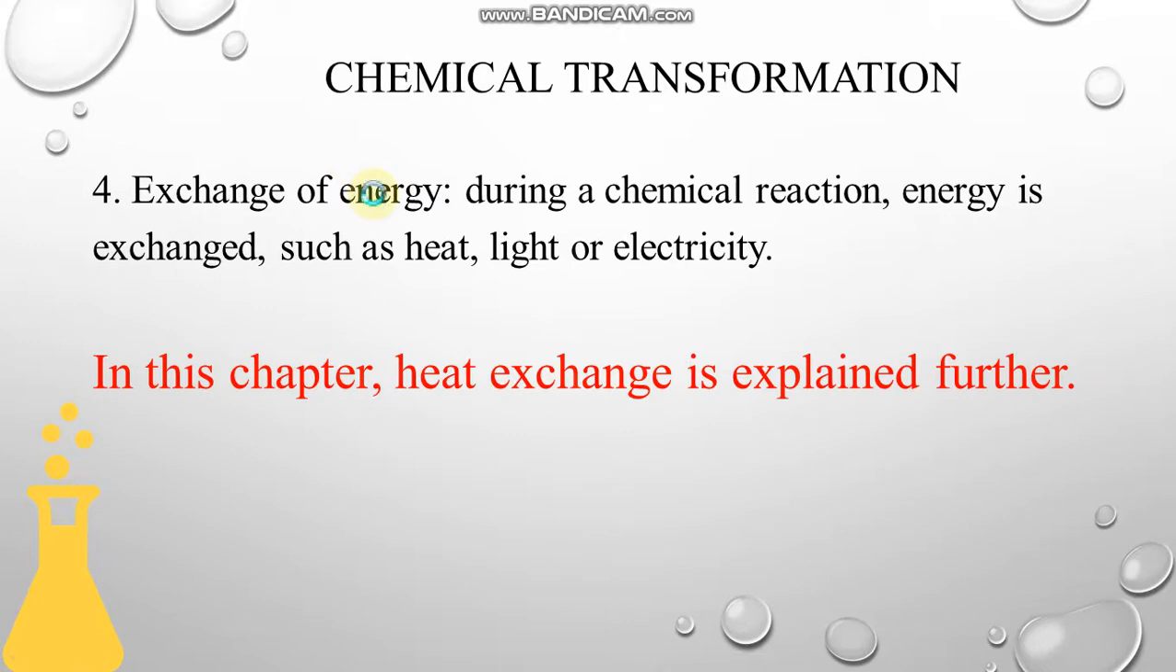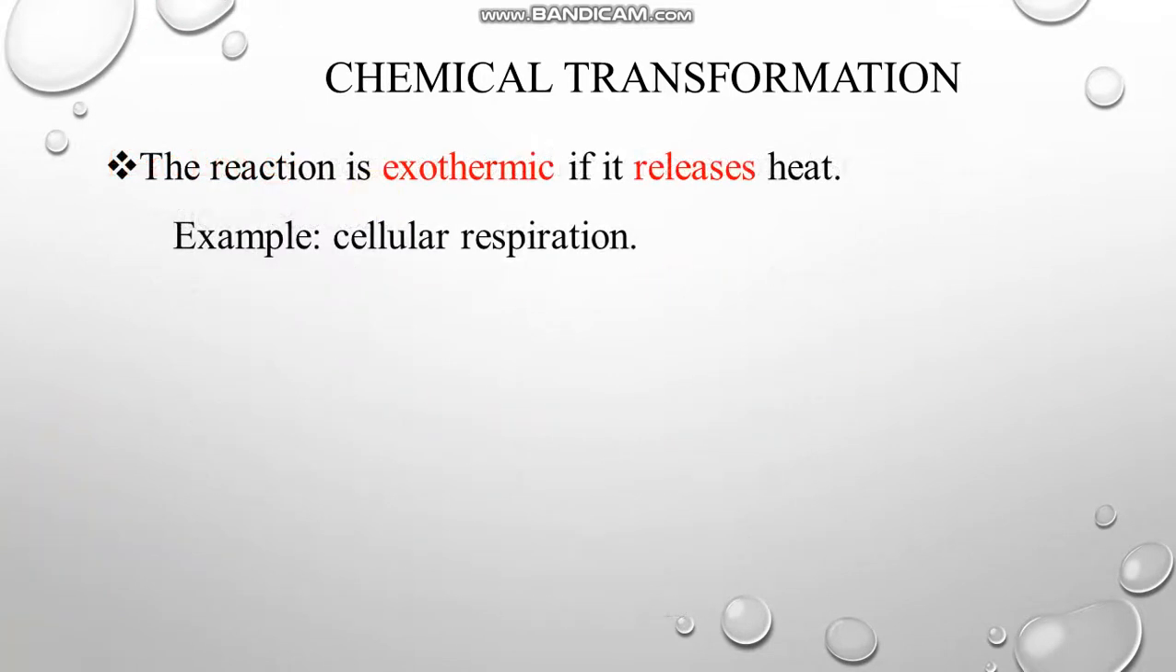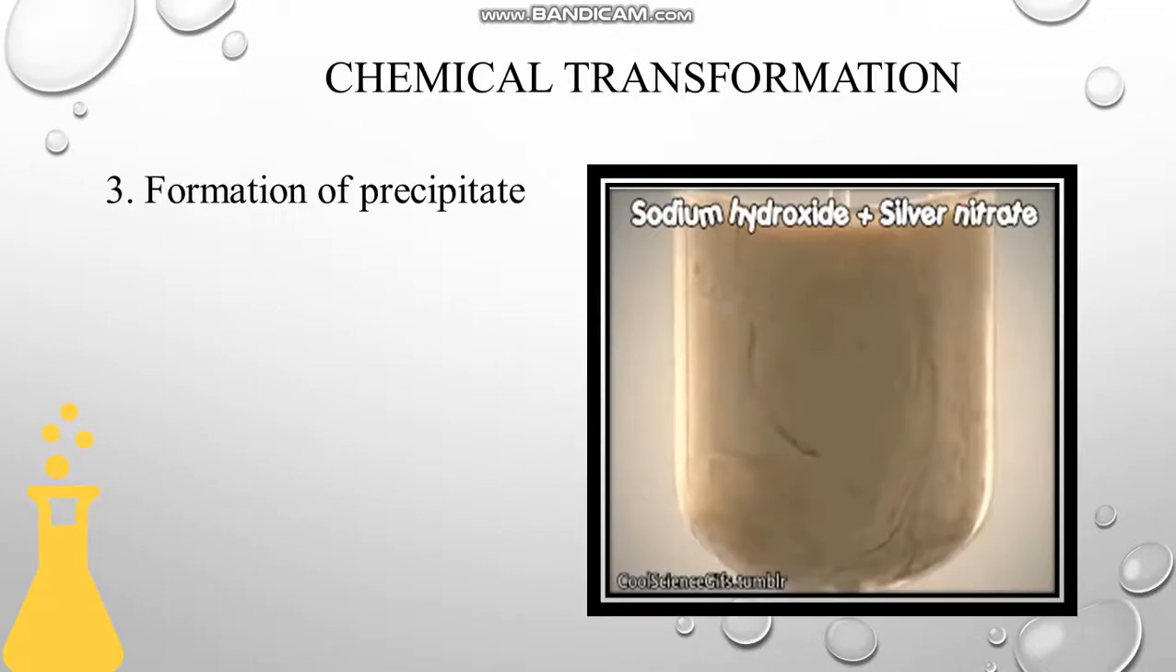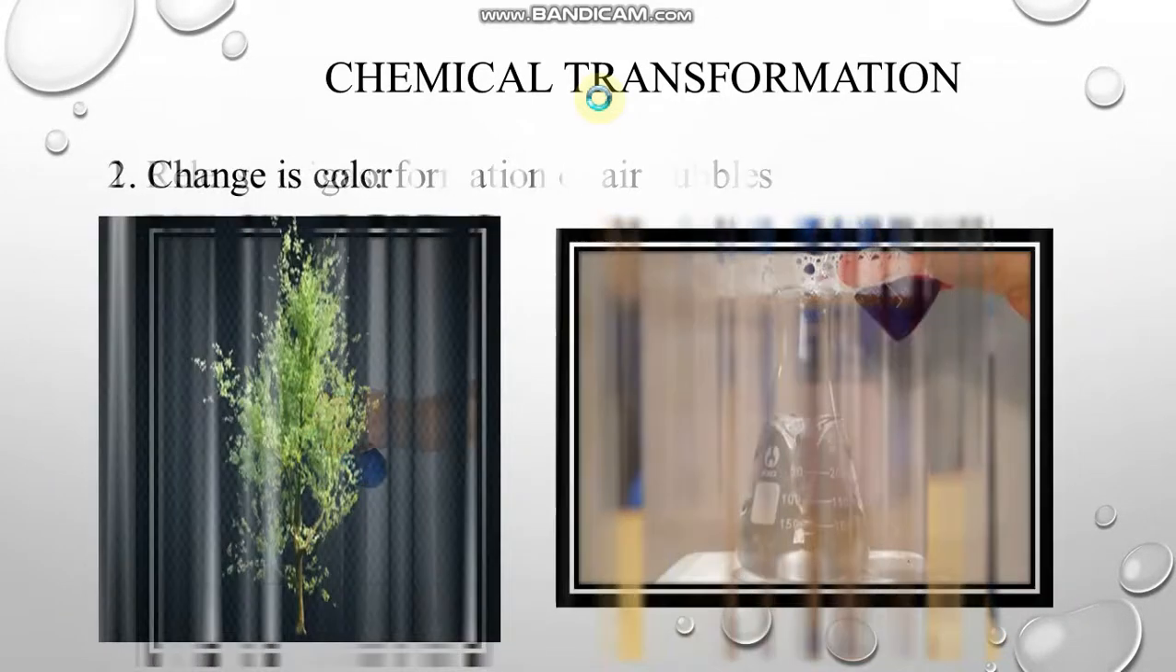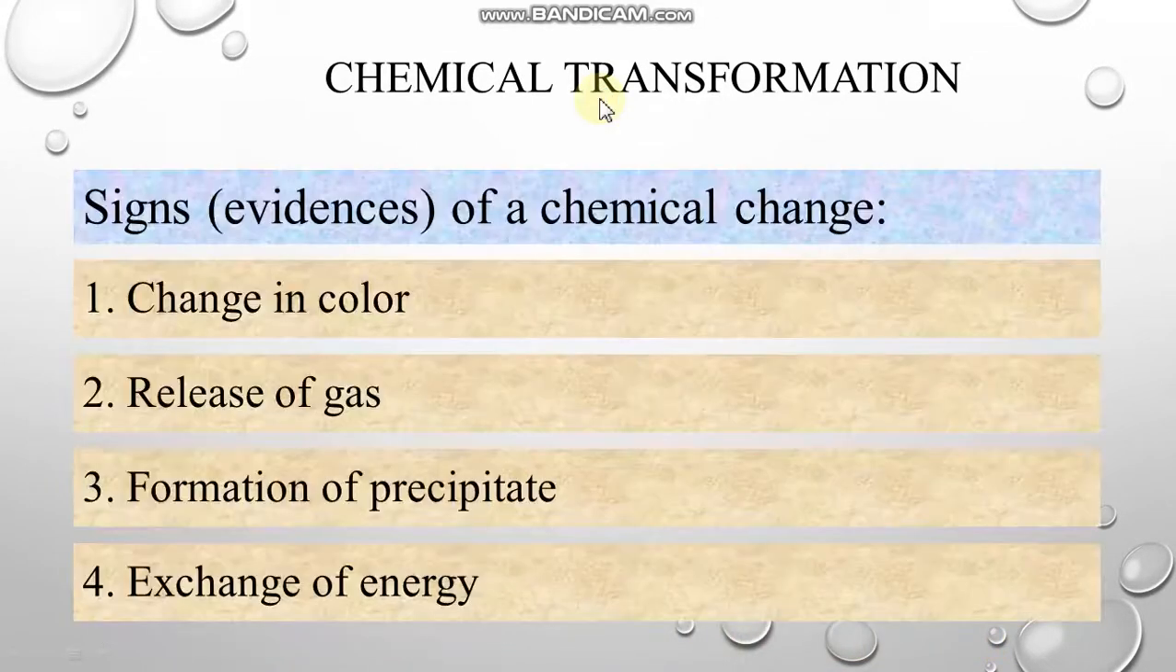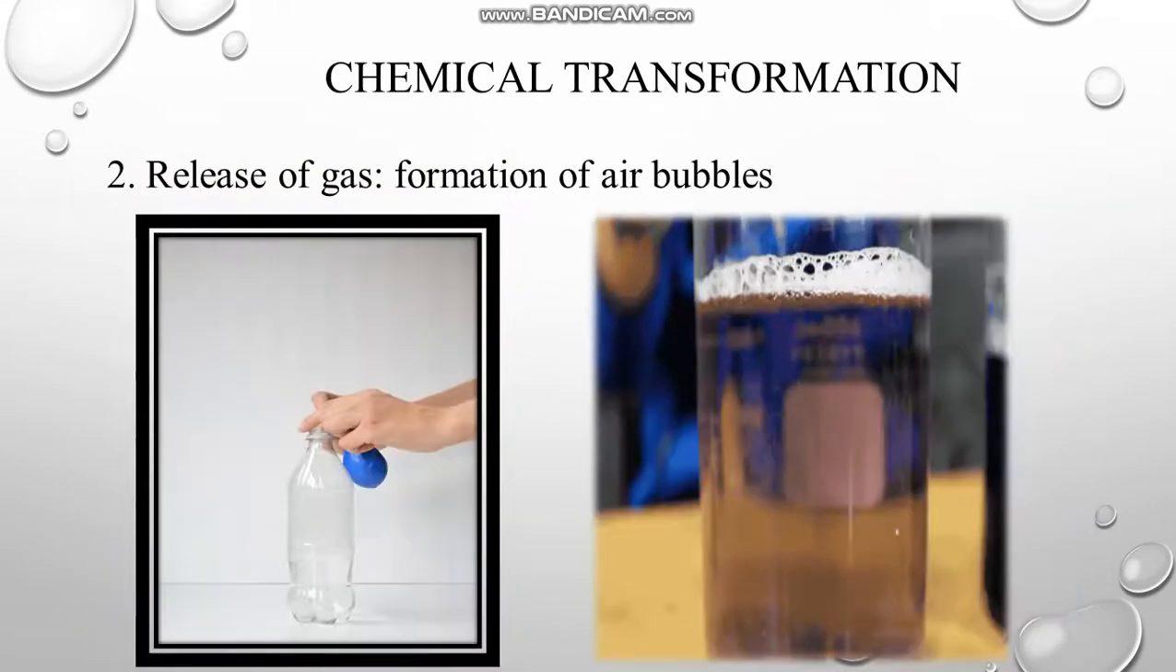طيب. بعدين بنرجع نحكي عن heat energy. So how can we notice that we have a chemical reaction? By the change in color, release of gas, formation of precipitate and exchange of energy.